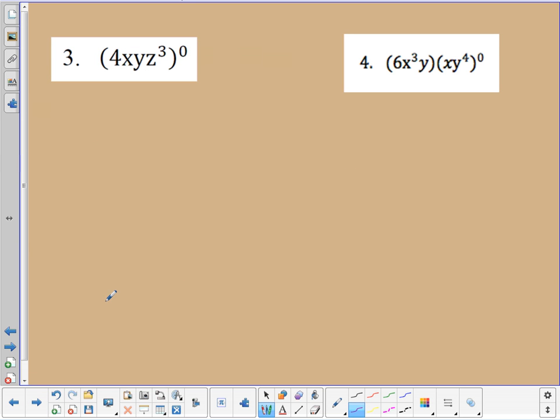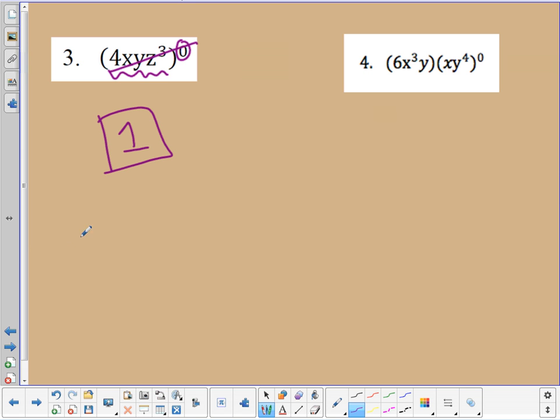Let's take a look at number 3. Ooh, number 3 is good. Number 3, I have 4xyz to the third, all raised to the 0 power. Everything inside here is raised to the 0 power. That means this whole thing drops out and becomes 1. And that's it. Everything goes away.